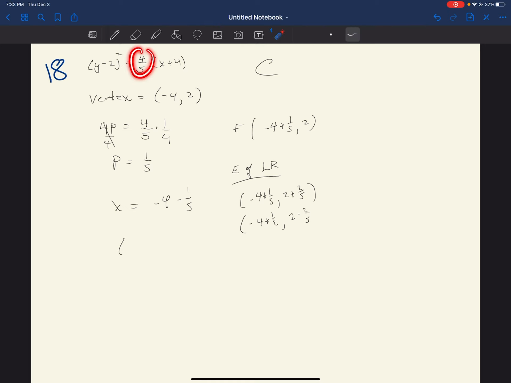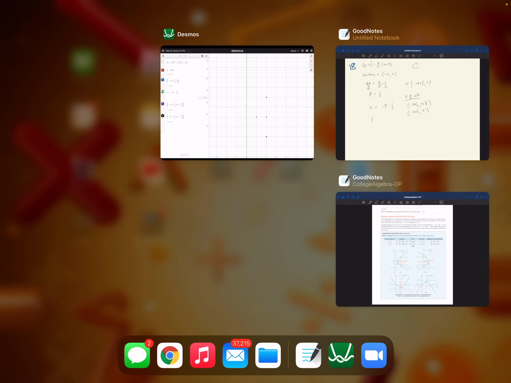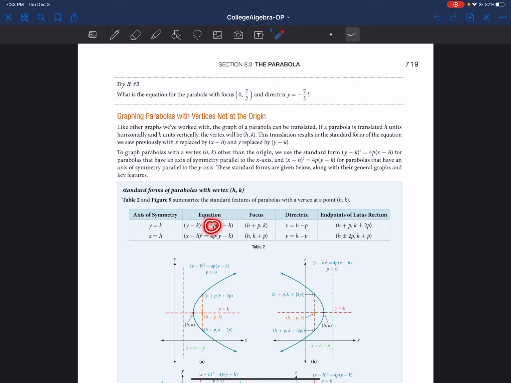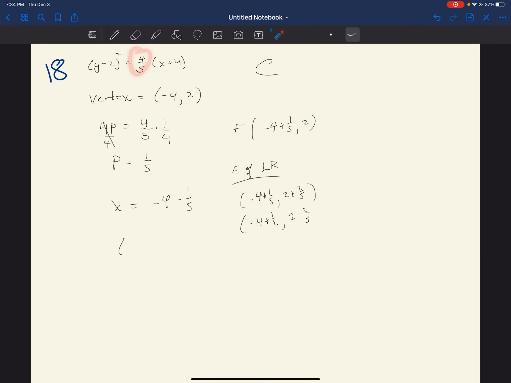Then, this out front, and we didn't really focus on the formulas per se, but all of them have a 4p out front. That's the only constant. Everything else, parentheses, parentheses, and the number out front is 4p. So, this number, 4/5, I know 4p equals 4/5. And then I divided this side by 4, and dividing by 4 is multiplying by a fourth. And so those cancel, and I found that p was 1/5. Okay, so now I know what p is.